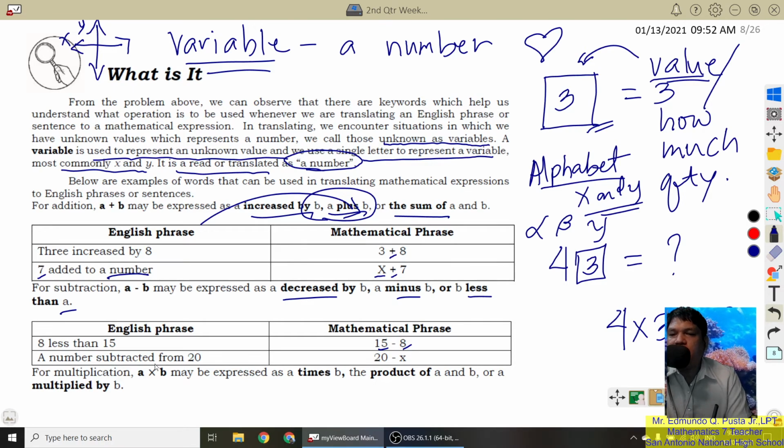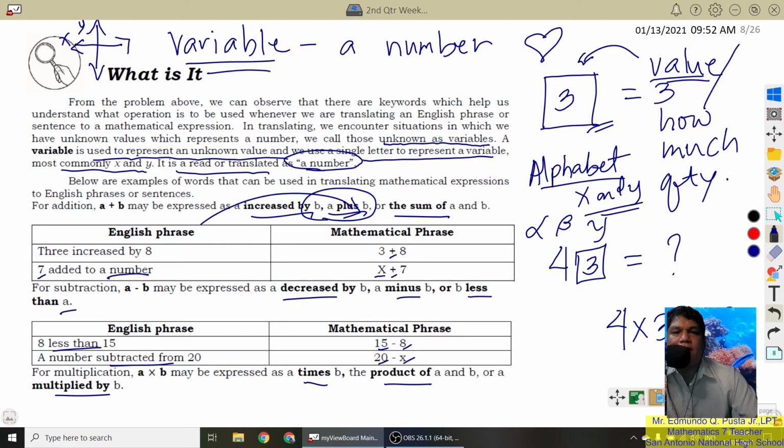A number subtracted from 20. So, we have 20. Okay? You subtracted a number from 20. So, 20 minus x. So, these words, less than, subtracted from, indicate subtraction. Okay? And then we have multiplication. So, we use times, the product of, or multiplied by.